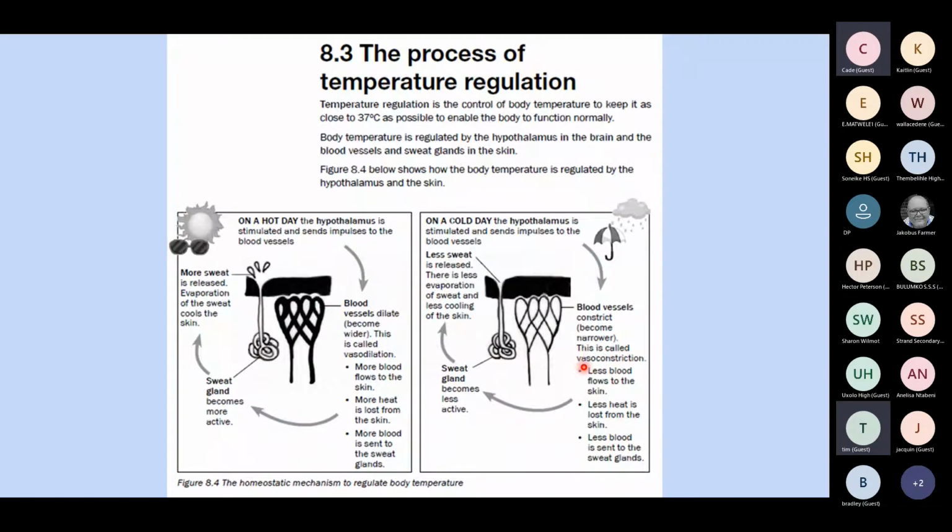And if they are constricted or narrower, less blood will flow to the skin. Less heat will be lost. Less blood will be sent to the sweat glands. Here we go to the sweat glands. If less blood goes to the sweat glands, the sweat glands become less active, meaning no or less sweat will be released. There will be less evaporation and less cooling of the skin.